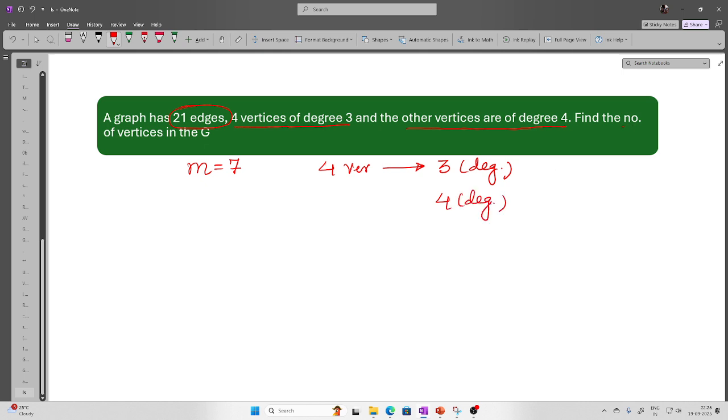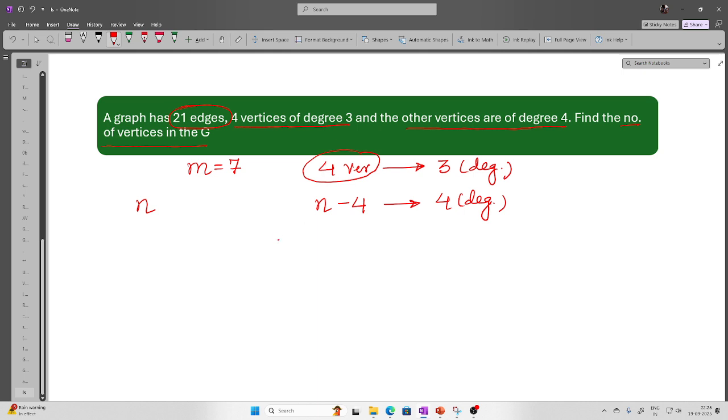We have to find the number of vertices in that graph. Let's say n is the number of vertices in this graph, and out of those n, 4 have degree 3. So how many vertices are now remaining? n minus 4. So these will have degree 4.